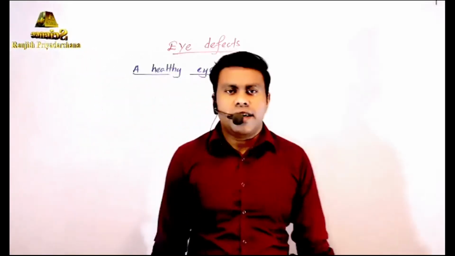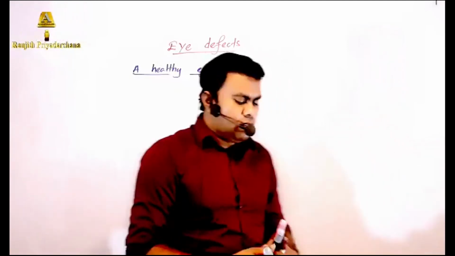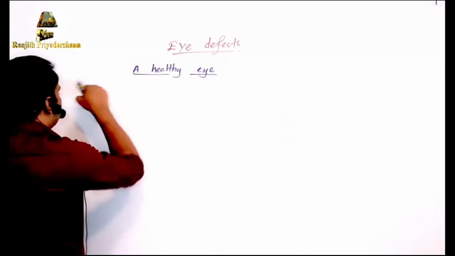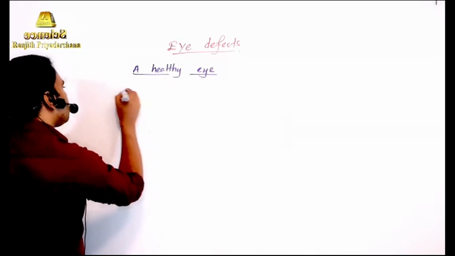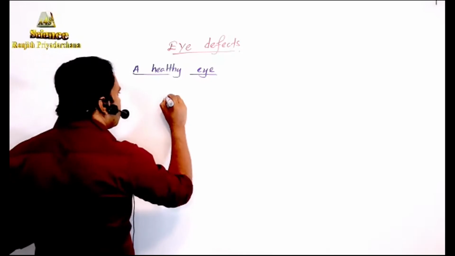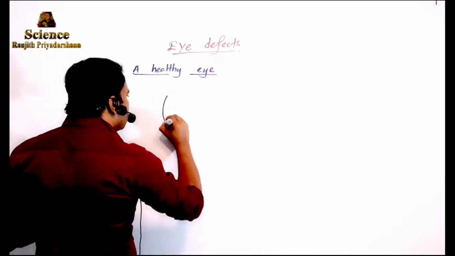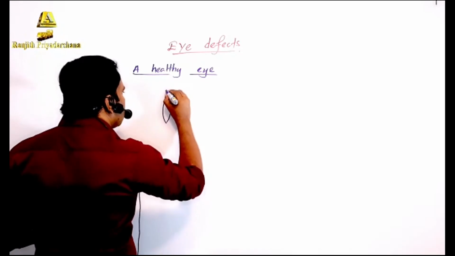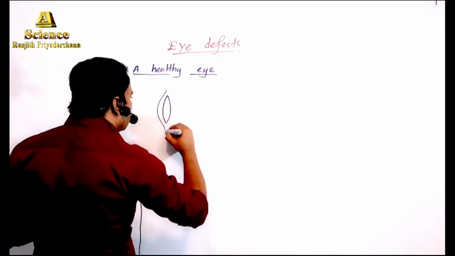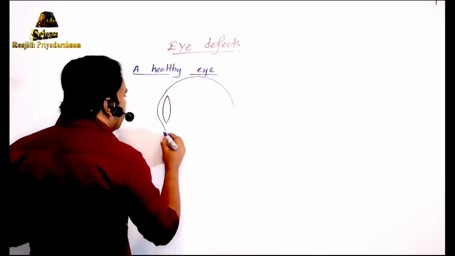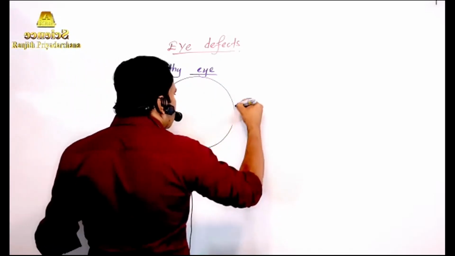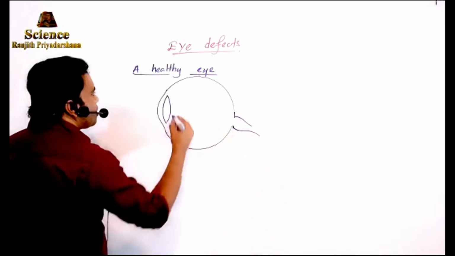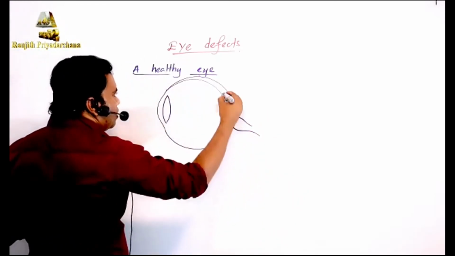A healthy eye can focus a parallel beam of light in this way. No need to draw all the things, just draw these most wanted things. So that's the retina.